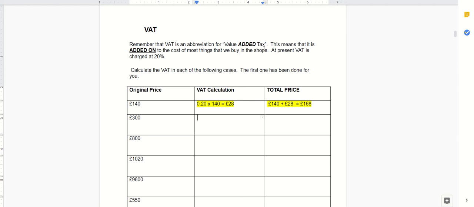So when we sell something for £140, we need to add a cost of 20% onto it. So that's the cost to the customer there, £168. We want to make this money, but we need to actually sell it for this price to include that VAT, that tax, the value added tax. So we're going to do it for 300.